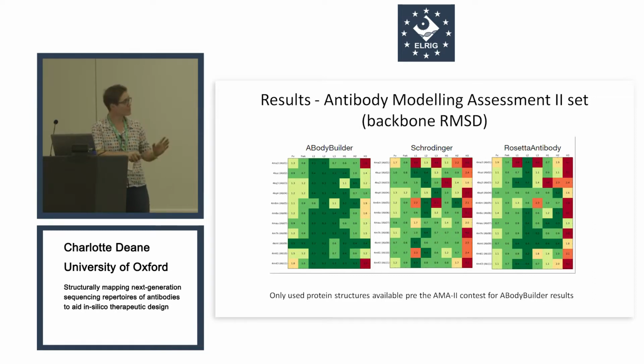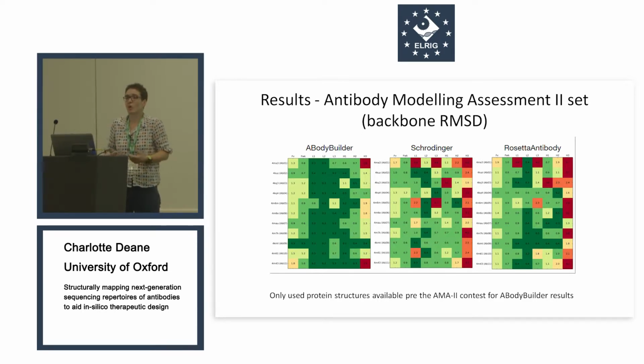Looking at this, these are the targets for the AMA2, and these are the RMSDs for the whole thing, and then various regions, the framework, and then the CDRs across here. If it's green, you're doing pretty well, and if it's red or yellow, you're doing less well. So you can see we're doing about as well, or maybe a bit better than everyone else.